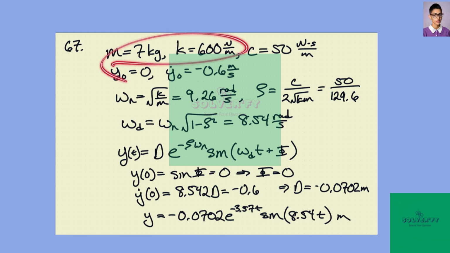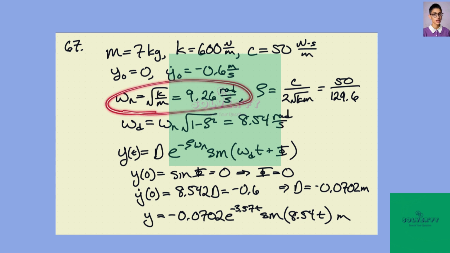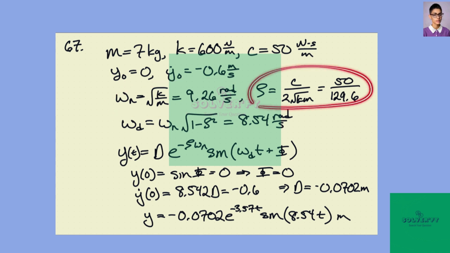From this information, we can figure out the natural frequency and the damping ratio. Then we can figure out the damped natural frequency using the expression given in the book. And that should always be less than the natural frequency, and we can see that that's so. It's 8.54 radians per second compared to 9.26 radians per second.